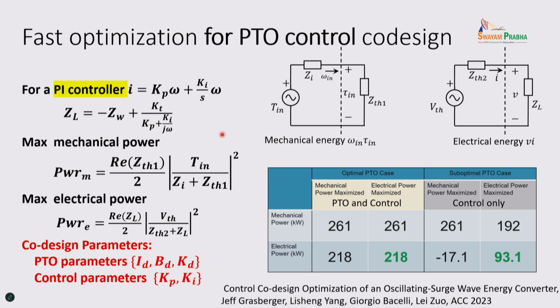An important conclusion I told you here: if you maximize the mechanical power input, in some cases your electric power can even become negative. The reason is that in those cases a lot of energy gets dissipated, more than the energy input to the system. Therefore, the best approach is to consider the performance index as the electrical power output.